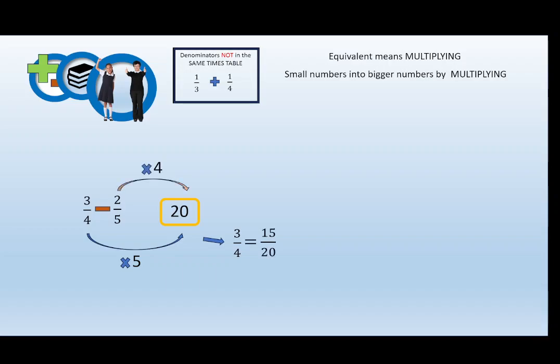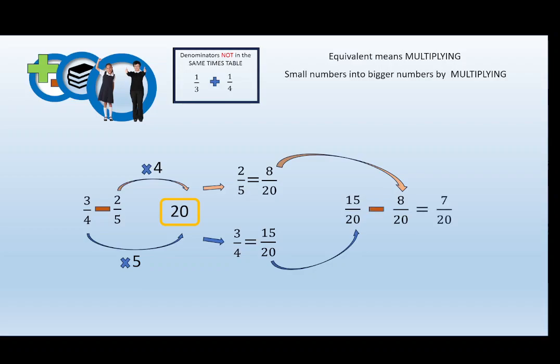Now 2 over 5. What do I need to do to make 5 into 20? Multiply by 4, yeah. Equivalent fraction, what's it going to be? What do you reckon? It's going to be 8 over 20. Now what are you going to do? Yep, you're going to write 15 over 20 and 8 over 20, replacing the original fractions, and then you're going to subtract them, and you're going to get 7 over 20. Very well done indeed. Excellent work.